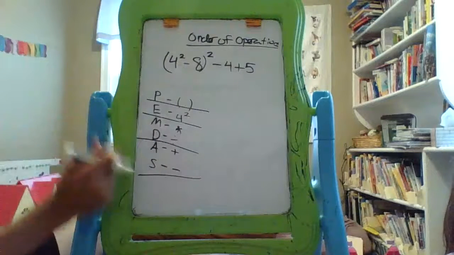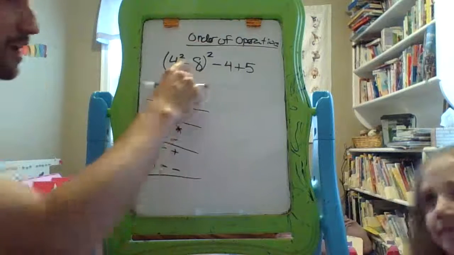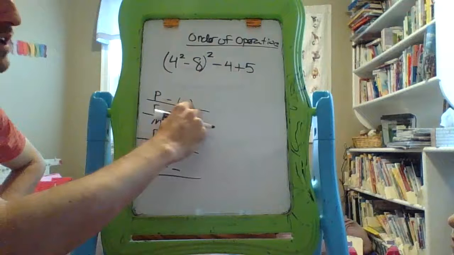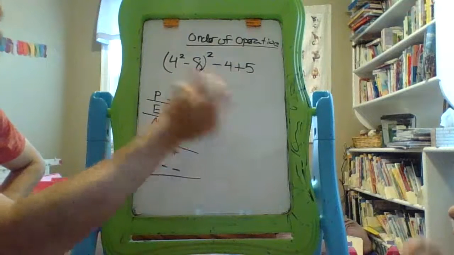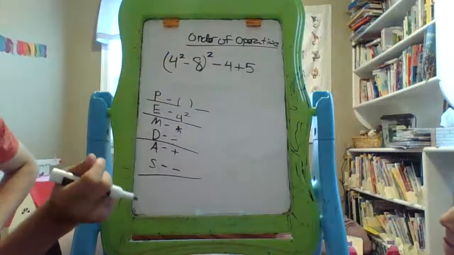Let's look at this problem. This problem's constantly done wrong. I see it over and over again done wrong. I see people keep trying to square this 8 first. Remember, if you're going to think about PEMDAS, which a lot of people do talk about with order of operations, you have to do everything inside the parentheses first.